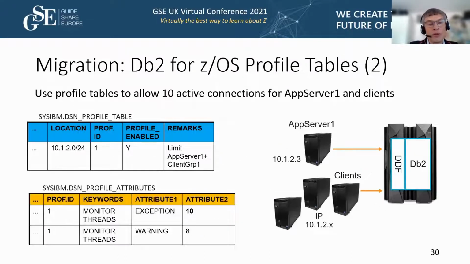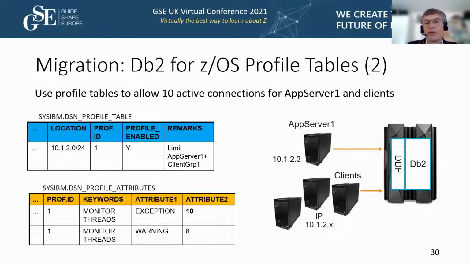So with profile tables, we could achieve the same. You need to define, first of all, a profile, which is shown here, which is an entry in this IBM.dsn profile table. And then you have to assign attributes to this profile, which consist of a keyword and the attributes itself. A keyword for this profile, which wants to limit the number of connections to 10, would be monitor threads in the keywords column of DSN profile attributes, and we would allow only 10 and express this with attribute 1 equals exception and attribute 2 equals this number 10.